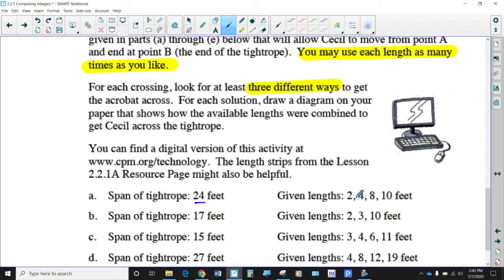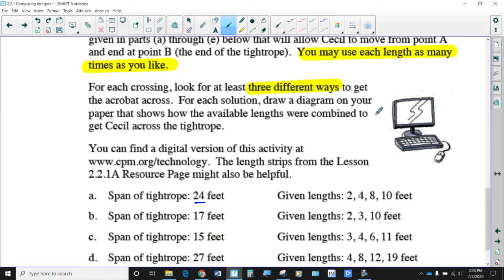But actually, I would think of it as adding negatives. So these all are like 2, 4, 8, and 10, but they could also be -2, -4, -8, and -10 if you want to think about it that way. Now, it does say for each crossing, look at least 3 different ways to get the acrobat across. Try and do it about 3 different ways. But the directions are going to be to draw diagrams, and I don't want you to spend all your time drawing diagrams. So you can just draw a diagram of one of your ways.